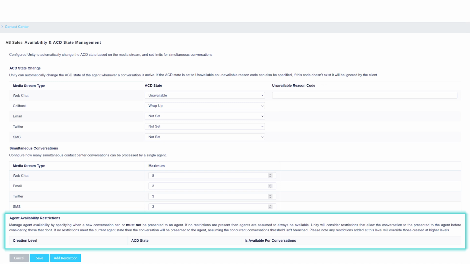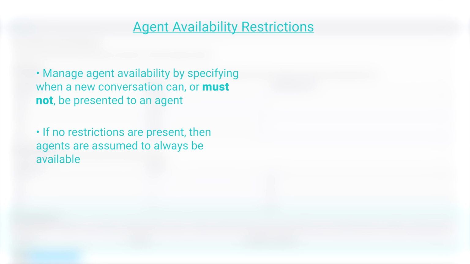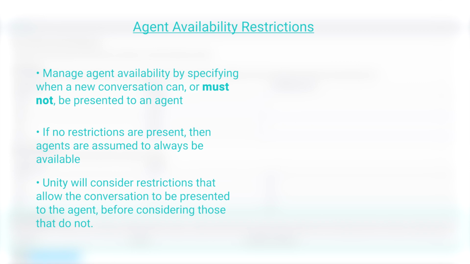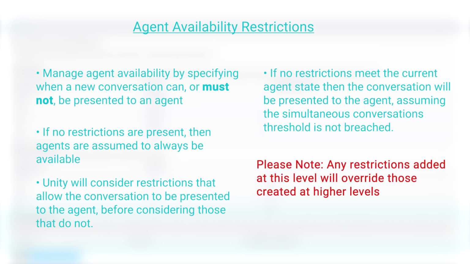Agent availability restrictions allow you to manage agent availability by specifying when a new conversation can, or must not, be presented to an agent. If no restrictions are present, then agents are assumed to always be available. Unity will consider restrictions that allow the conversation to be presented to the agent before considering those that don't. If no restrictions meet the current agent state, then the conversation will be presented to the agent, assuming the simultaneous conversations threshold isn't breached. Please note, any restrictions added at this level will override those created at higher levels.